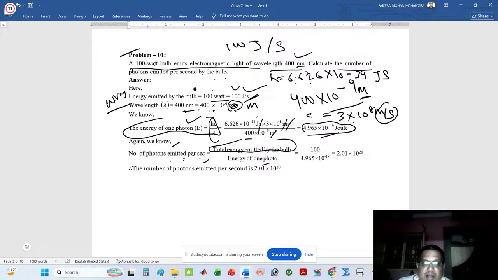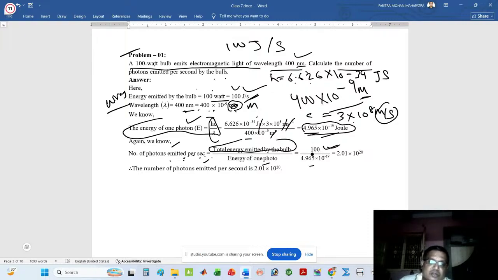This is the formula. Our target is to find out the number of photons emitted per second by the bulb. Look at that. Here the 100 watt is given. That is 100 joule per second. In 1 second, the energy emitted by the bulb is 100 joule. So I have written here 100. Total energy emitted by the bulb is 100, divided by the energy of one photon. Energy of photon is already calculated. This is the value of energy of photon, 4.965 into 10 to the minus 19 joule.